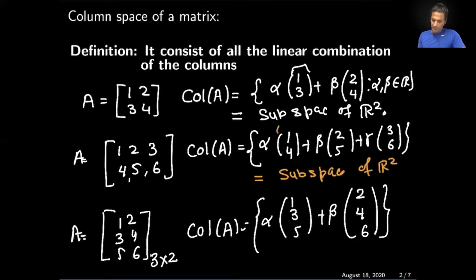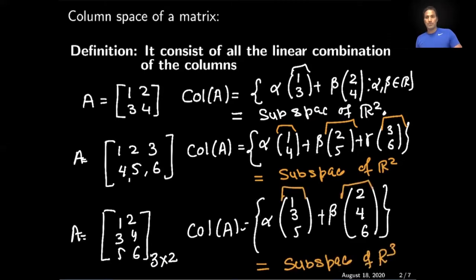Again, the reason is that these vectors which are generating this column space are going to be part of R2. However, this subspace is a subspace of R3, because this vector and this vector are both in R3.